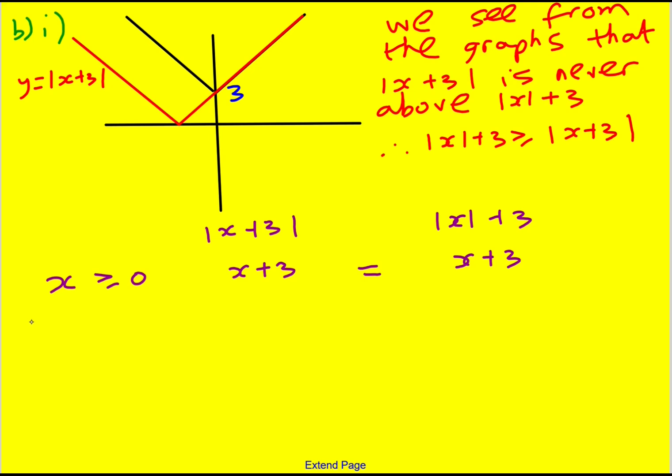If I have minus 3 less than or equal to x less than 0, then this will still be x plus 3. And this will then become minus x because I'm between minus 3 and 0, so the critical region's being hit. Like if I had minus 2, for example, then I'd put minus 2 in for x, and then I'd need to make it minus to make it back to positive 2.